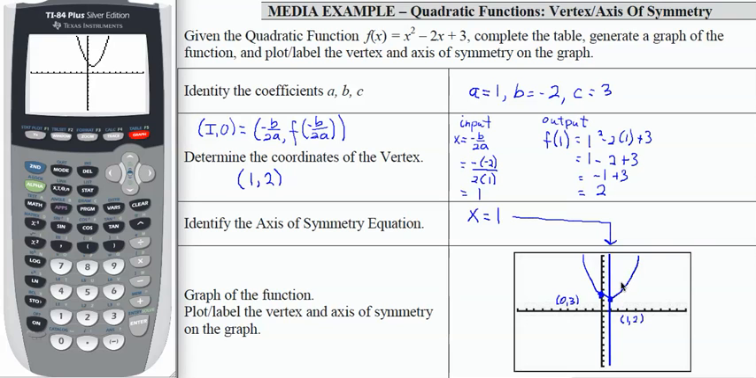So this is fairly representative of what we have on our calculator, but we've identified the vertical intercept, we've identified the vertex, and we've identified the axis of symmetry.